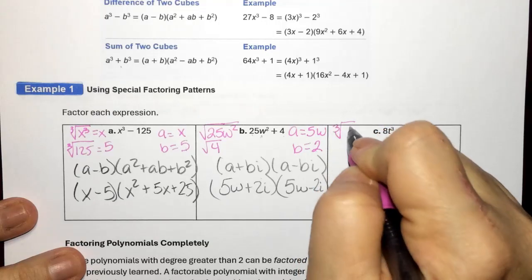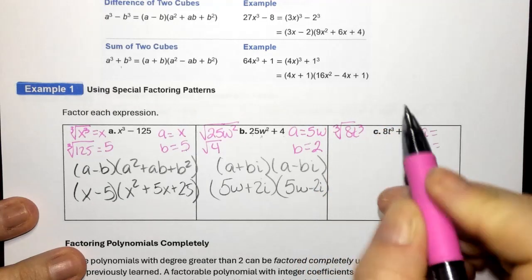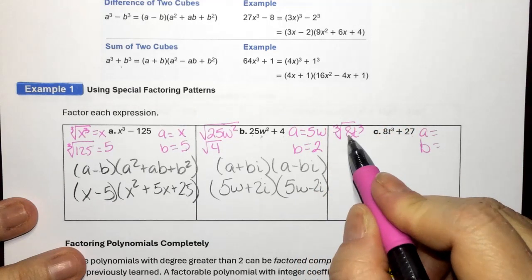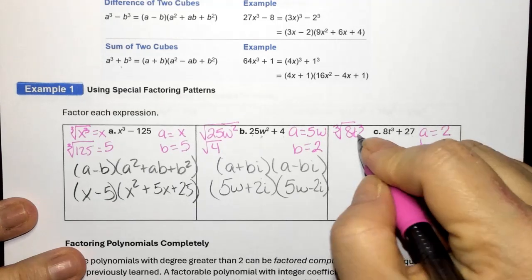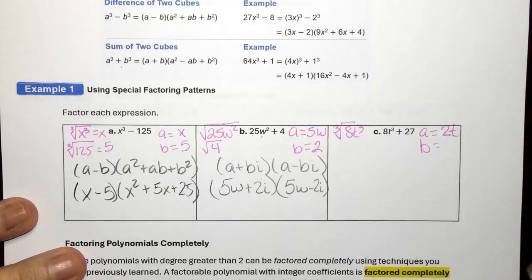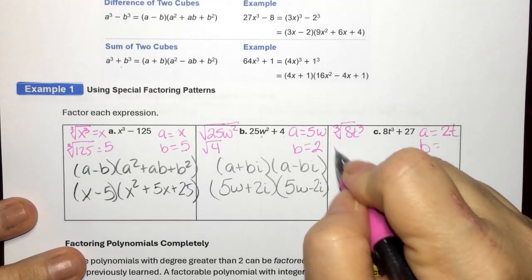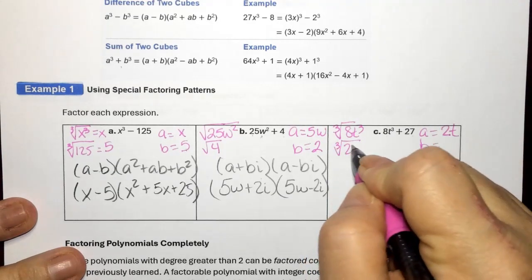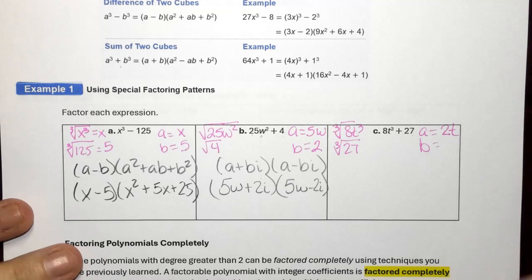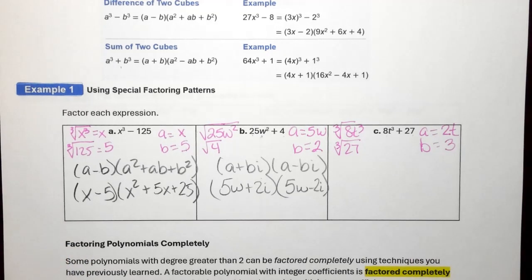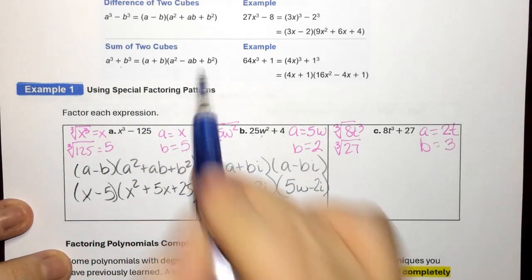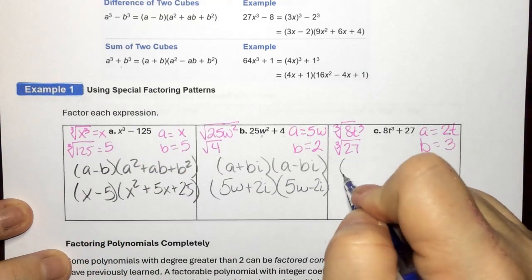So the cube root of 8t cubed. The cube root of 8: 2 times 2 times 2 gives me 8, so I know that's a 2. And t cubed, the cube root of that is just t. Then I need to know what number times itself 3 times equals 27, or put it in a calculator and you would get 3. So now we're going to put it into our pattern.